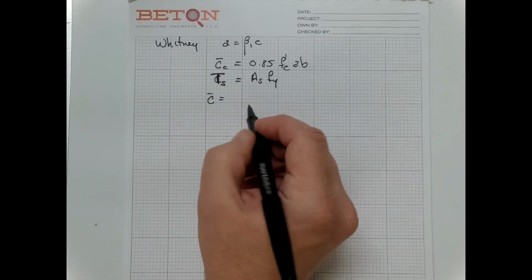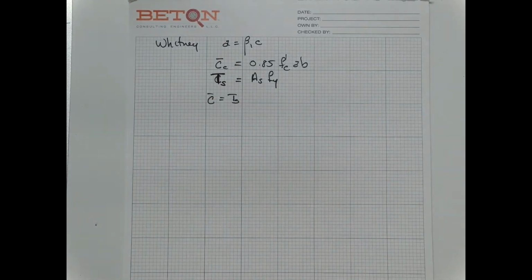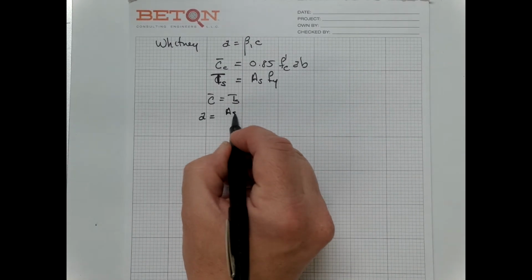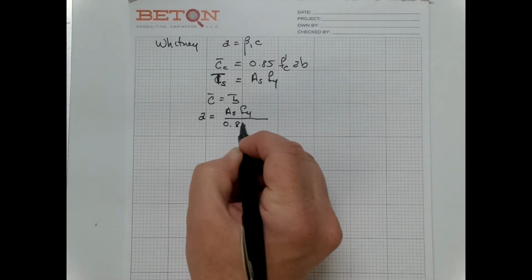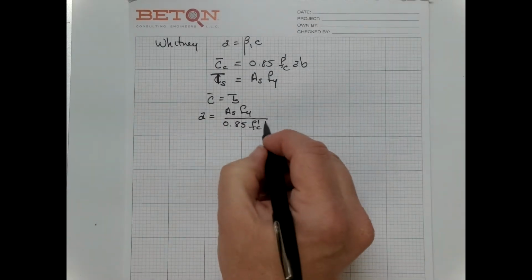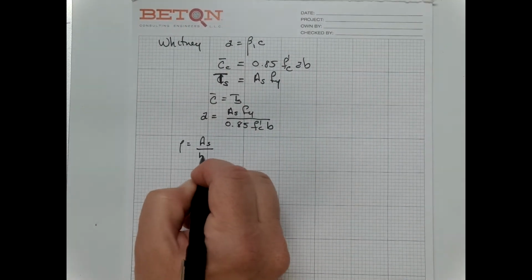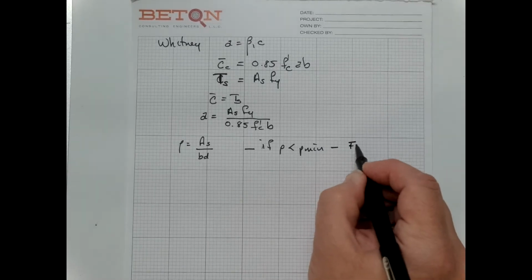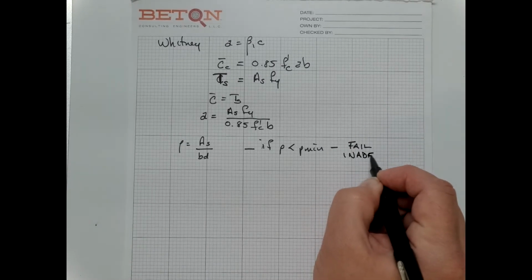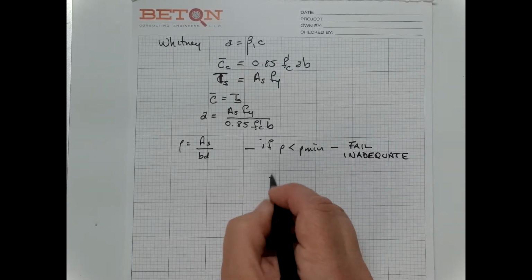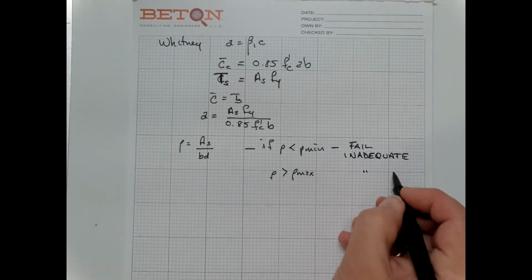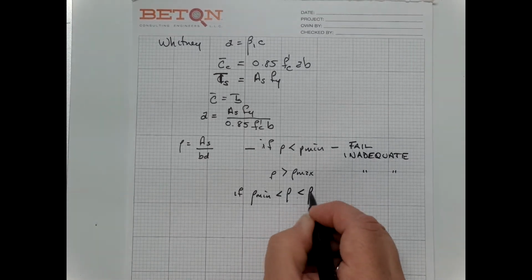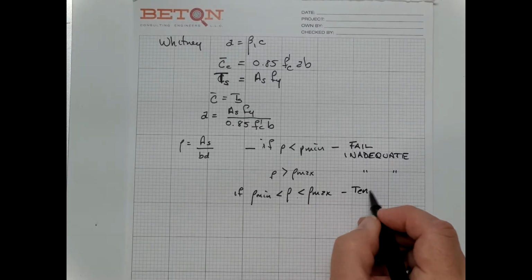If we take from statics that the forces are in equilibrium, then we know that our tension force in the steel is equal to our compression force in the concrete. We can solve that a is equal to A_s f_y divided by 0.85 f'c b. Rho is equal to A_s over b d. If rho is less than rho min, then that is a failed beam. It's inadequate. If rho is greater than rho max, it's a failed beam. It's inadequate. If rho sits between rho min and rho max, then it's in tension control.